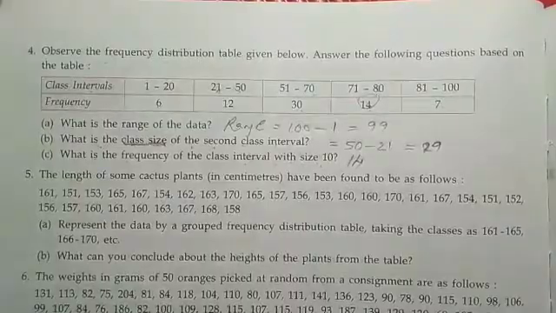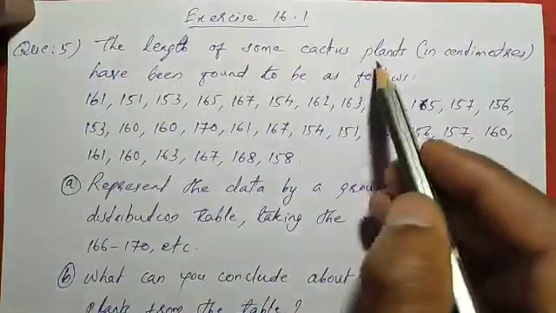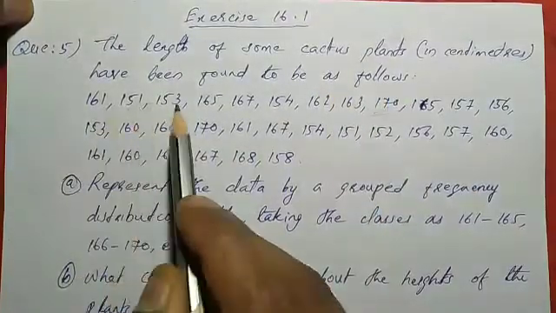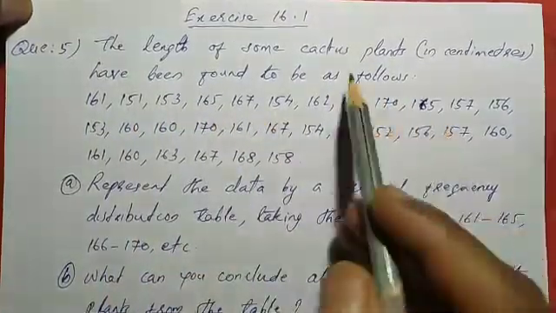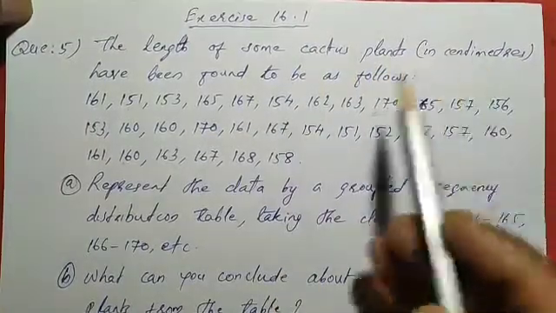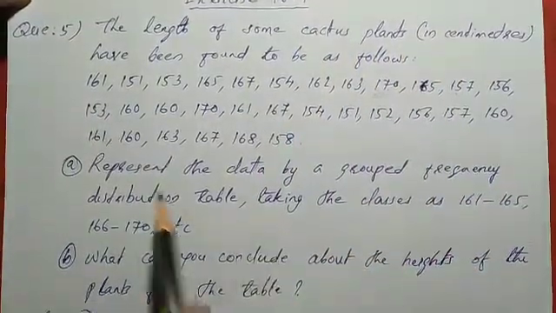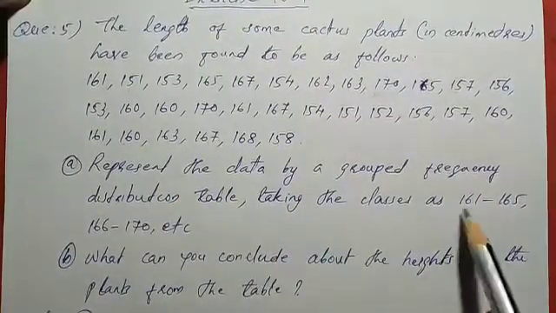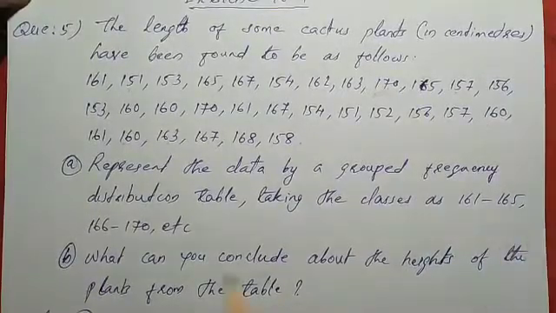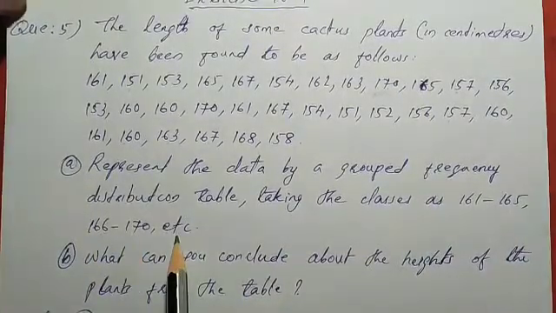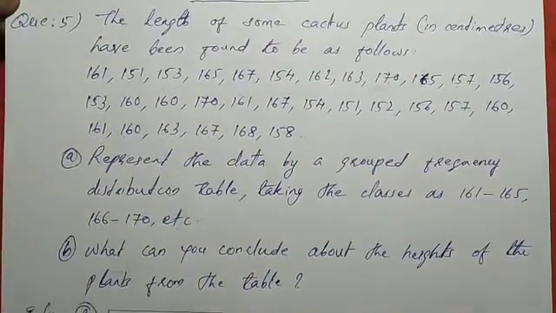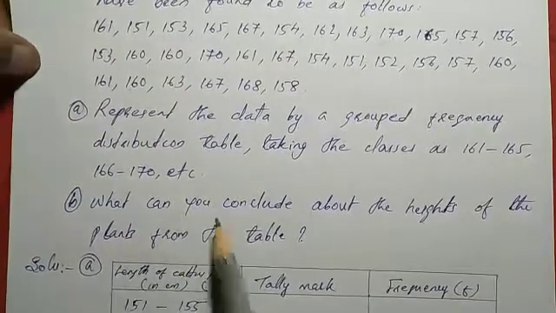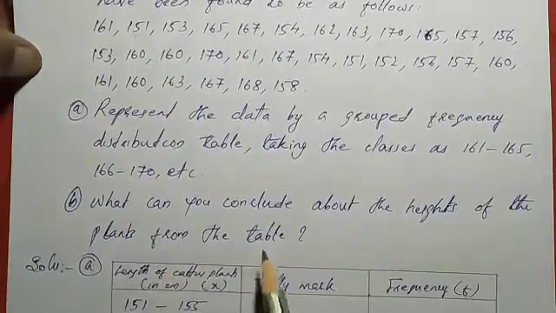Now let's see question number 5. The lengths of some cactus plants in centimeters have been found to be as follows: 161, 151, 153, 165, etc. What do we want to do? Represent the data by a grouped frequency distribution table, taking the classes as 161 to 165, 166 to 170, etc. That means we have to make inclusive class intervals. Then one more question is here: what can you conclude about the length of the plants from the table?